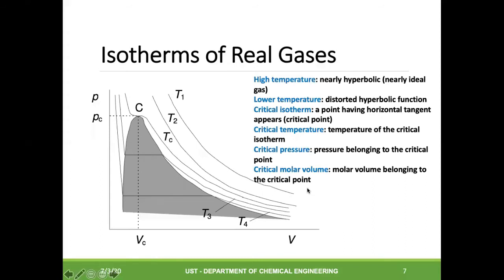However, for real gases, for example, we have T1 here and we have T2 here. At high temperature, it's nearly hyperbolic or nearly an ideal gas. But you will see the deviations as the temperature becomes lower. So we now have what we call a distorted hyperbolic function, compared with the ideal gas. They are not perfect isotherms. Now, you will realize that this is because of a phase change, like liquefaction or condensation, that is happening due to intermolecular forces of attraction.